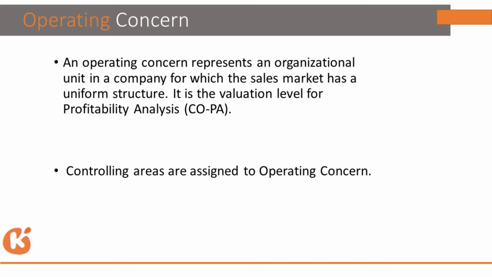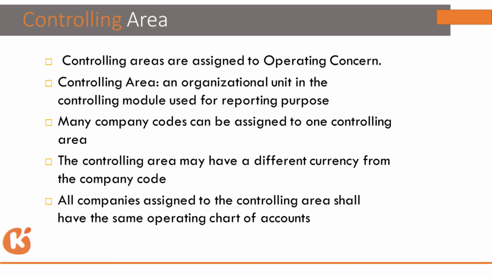So what is operating concern? It's the highest org unit, and the sales market has a uniform structure. This is the theoretical definition of operating concern. All the profitability valuations will be at the operating concern level. Once we do the COPA settings, we'll see what settings are required for operating concern. And once you create the operating concern, the next task is to assign the controlling area to it. Then your structure is complete.